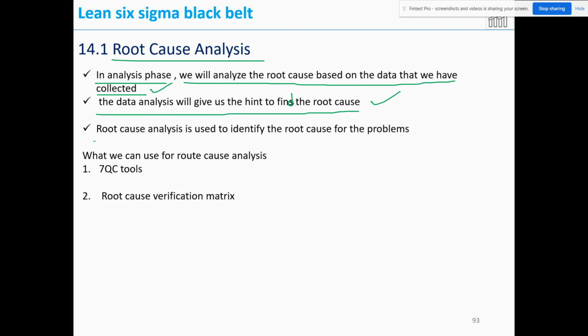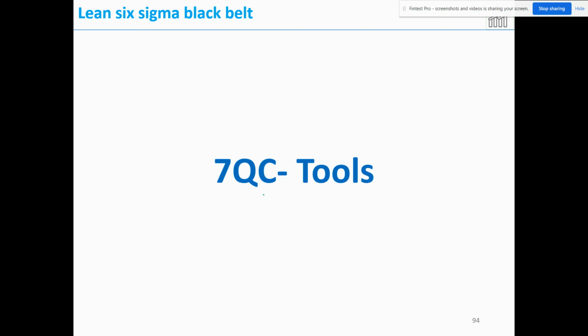Root cause analysis is used to identify the root cause of the problems. What can we use for root cause? We can use the 7QC tools and the root cause verification matrix after the 7QC tools. So next let us see the 7QC tools.